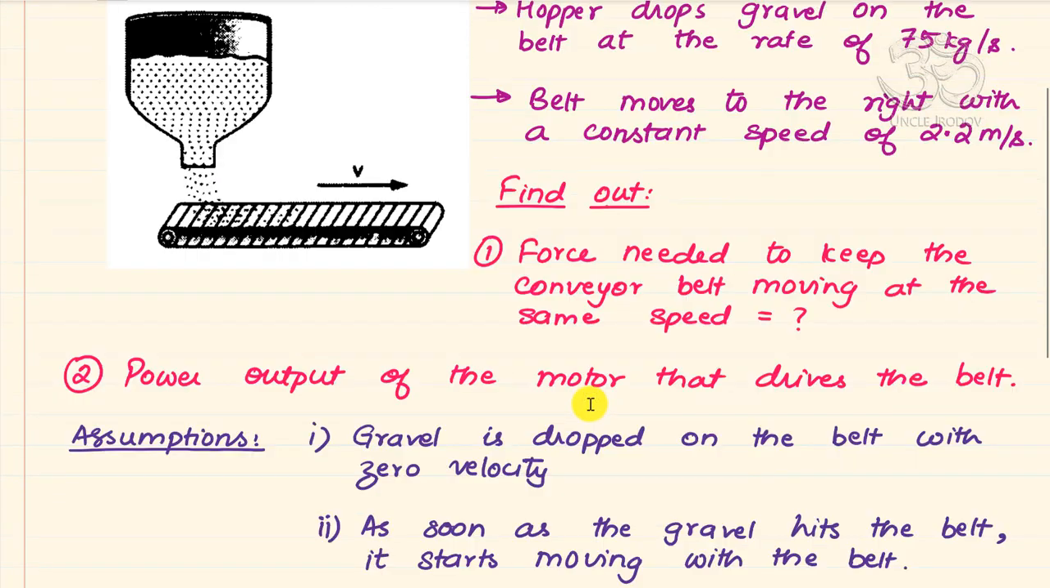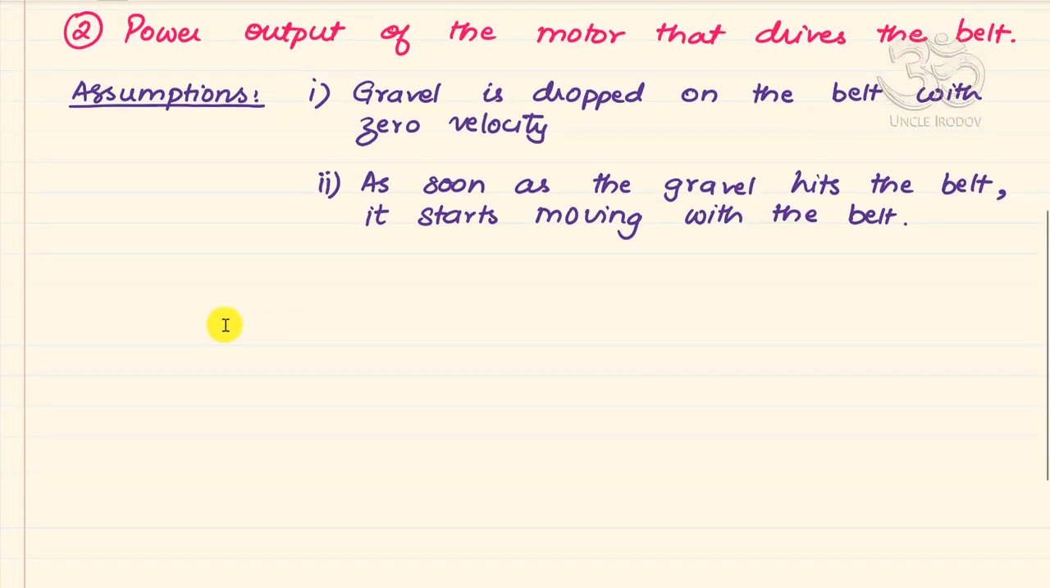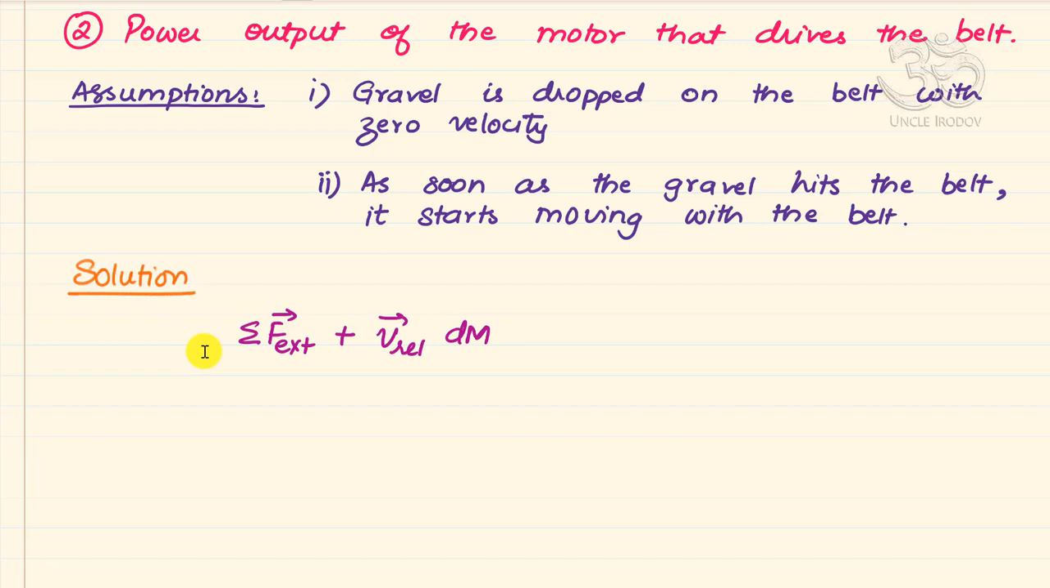Now how can we solve this? So your hint is that the belt seems to be a variable mass system. If the belt seems to be a variable mass system, we have to use that equation that we have found out earlier. So let's try to use that. So for the solution, you're going to use that equation, which is summation of F external plus VREL dm by dt is equal to m dv by dt.